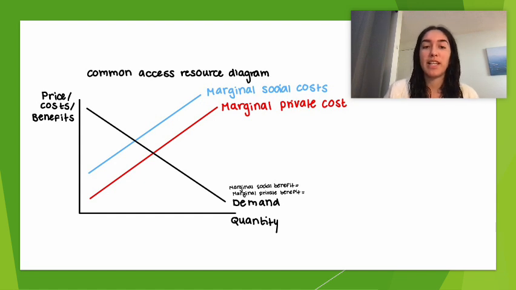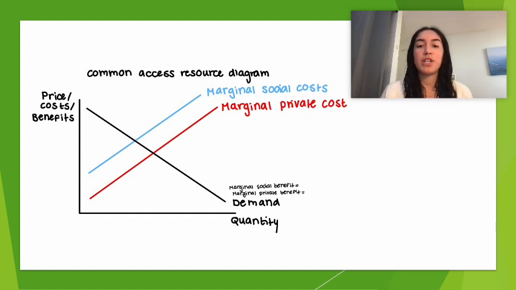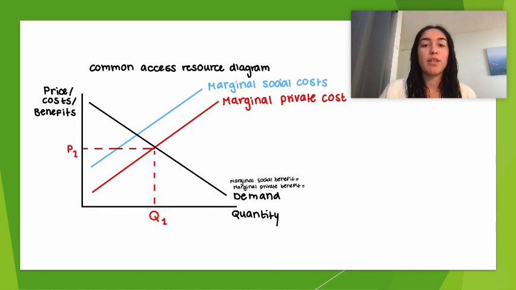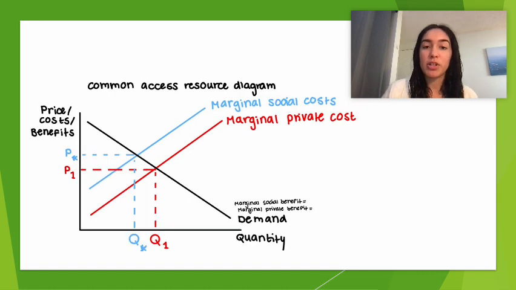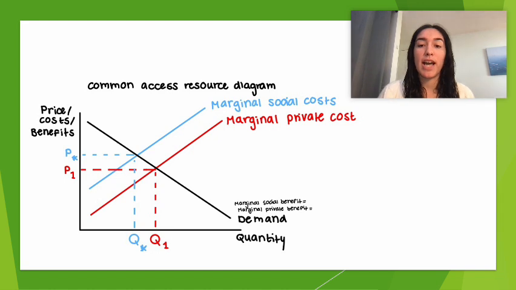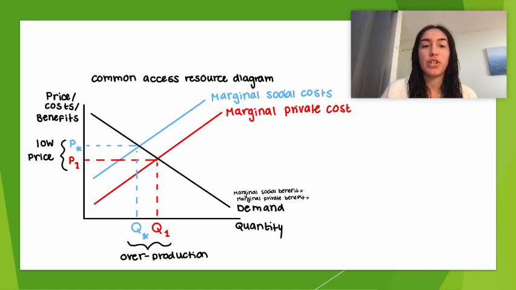Marginal private benefit equals marginal social benefit, which equals demand because the externality is on the production side, not the consumption side. The market outcome is where the marginal private cost curve meets the demand curve at Q1 with price P1, but this is an overproduction point. The socially optimal level of production is where the marginal social cost curve meets the demand curve at Q star with price P star. This shows us two major issues.